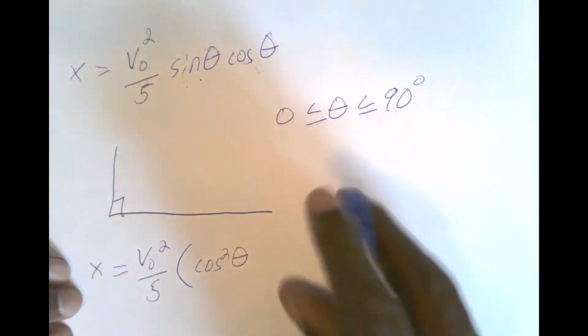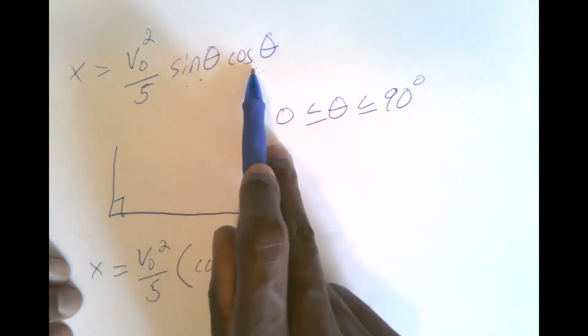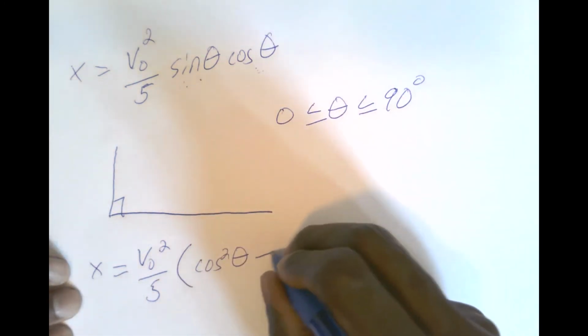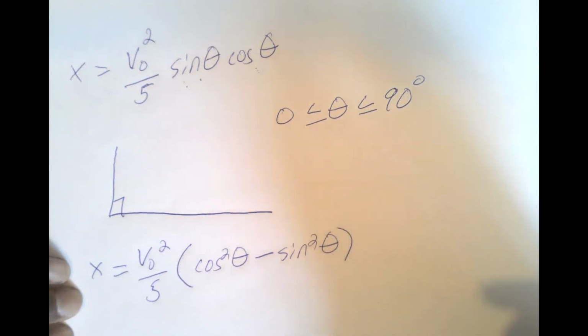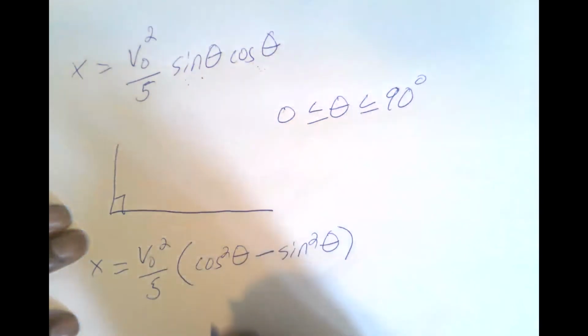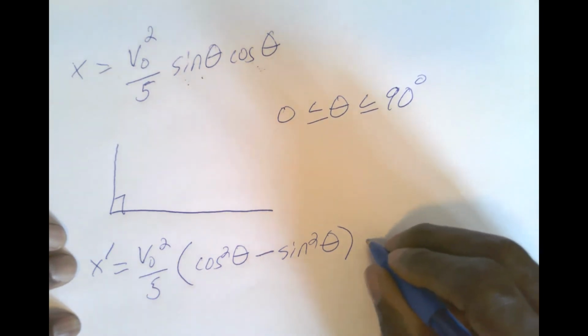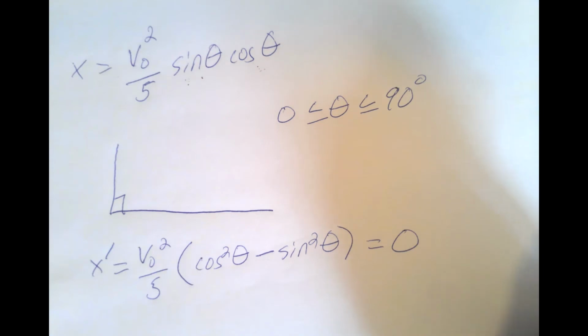And then plus, I'm not going to write the plus because when I take the derivative of cosine, it's going to give me a minus sign. So I'll leave the sine alone and take the derivative of cosine, which is negative sine. And so that would be negative sine squared. So minus sine squared theta. And so this is x prime, the derivative. We'll set this equal to 0 and try to determine any critical points we can find.